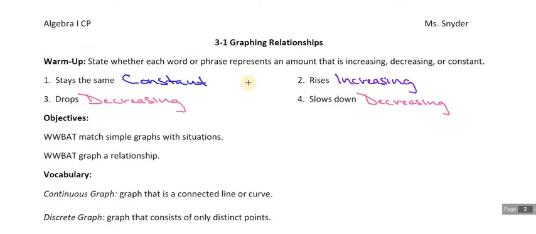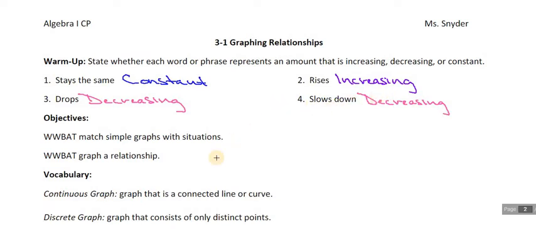All right, so let's check out our answers. For number 1, stays the same would mean to remain constant, not changing. Number 2, rising would mean to increase. 3, dropping would be to decrease. And 4, slowing down would mean to decrease.